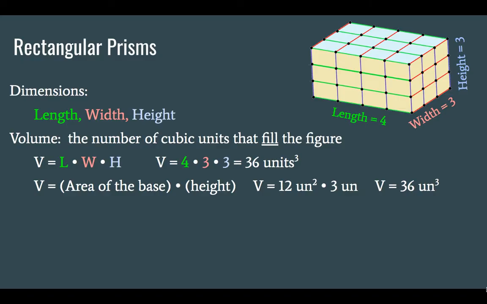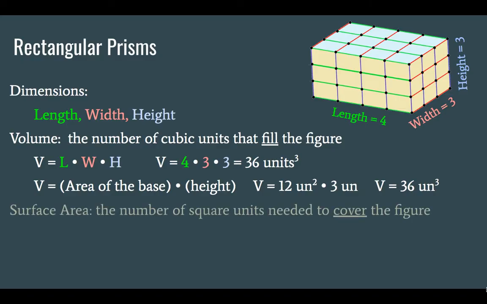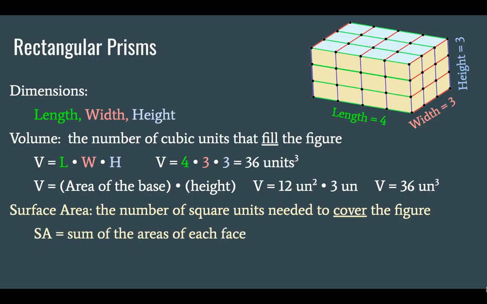All right, so now let's talk about surface area. Surface area, you'll remember, is the number of square units needed to cover a figure. I like to think of it like if this were a gift and I were putting wrapping paper on it, how much paper I would need to exactly cover the figure. What we do to find the surface area is find the area of each face. Conveniently, in a rectangular prism there are 6 faces, and they come in congruent pairs: the top and the bottom, the left and the right faces, and the front and the back faces.